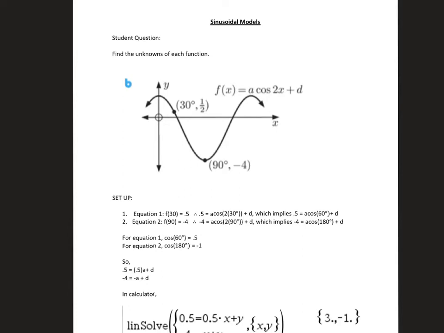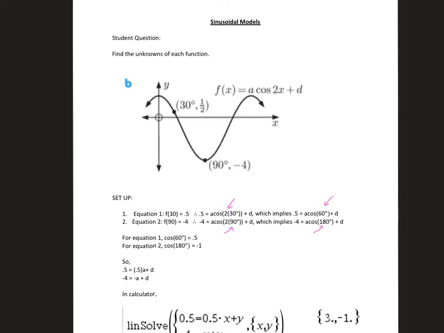Okay, so equation 1, first of all, I'm going to work with that leftmost point, 30 degrees, comma 1/2. And you can see that I simply substituted the x and y value to start into that general equation that was provided to me. So right here, you can see that substitution. Now, when I simplify, I get the cosine of 60. The same thing is true here, except I'm using that second point. I'm just substituting 90, and when I simplify, I have 180.